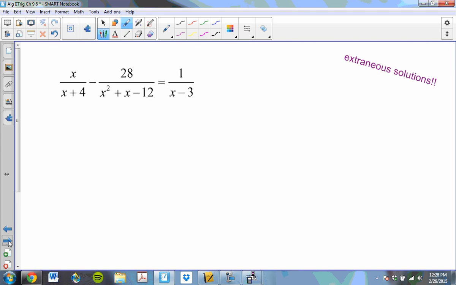This is the last one we'll do. It's going to have an extraneous solution, which you always have to be careful of. This shouldn't be too terribly tough to solve. I again just factor x plus 4, x minus 3. This is just like the last one, where I still have a 28 over here, but this up here now needs an x minus 3. And this over here now needs an x plus 4.